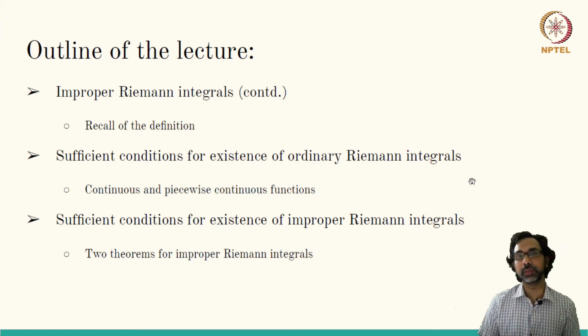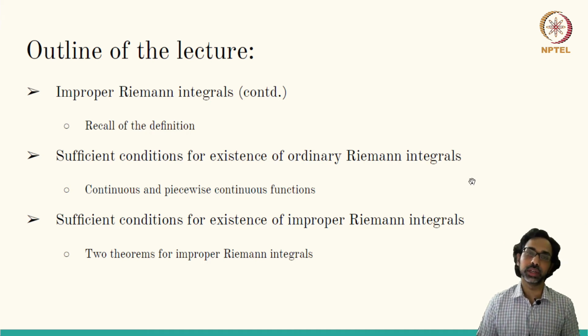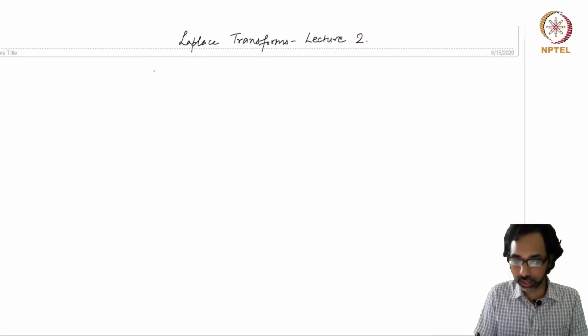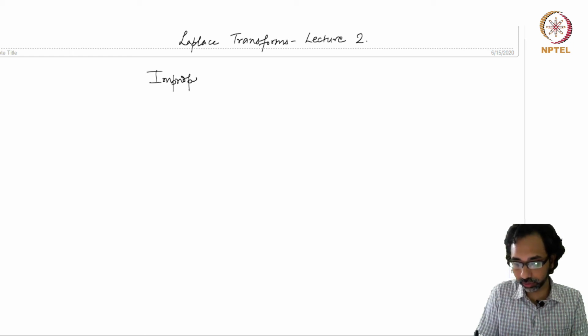So in this lecture, we will review the definition of the improper Riemann integral using limits, and we will also see examples where this limit may fail to exist, and so we should study the sufficient conditions under which these kinds of integrals are guaranteed to exist. So these limits will be finite. But before we do that, we will also see the sufficient conditions for ordinary Riemann integrals, and we will cover the definitions of what are called continuous as well as piecewise continuous functions. And then after we have done that, we will see two theorems on sufficient conditions for the existence of improper Riemann integrals.